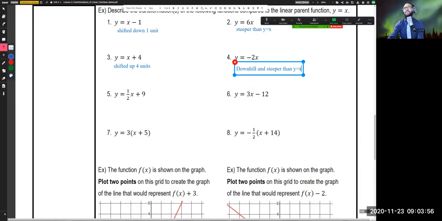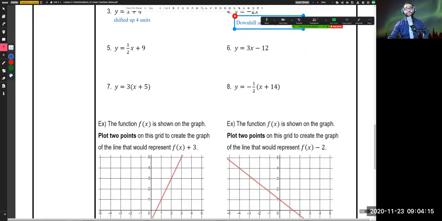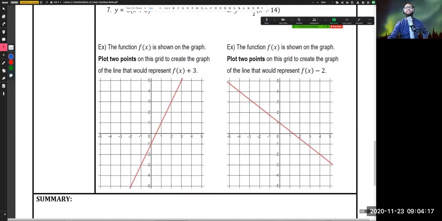So I think you all can handle 5, 6, 7, 8, and 9, the rest of them here. When you get to 7 and 8, you're going to have to distribute appropriately and then tell your descriptions of how the graph has transformed from the parent function. Now let's look at a couple other examples, a couple of word problem examples.